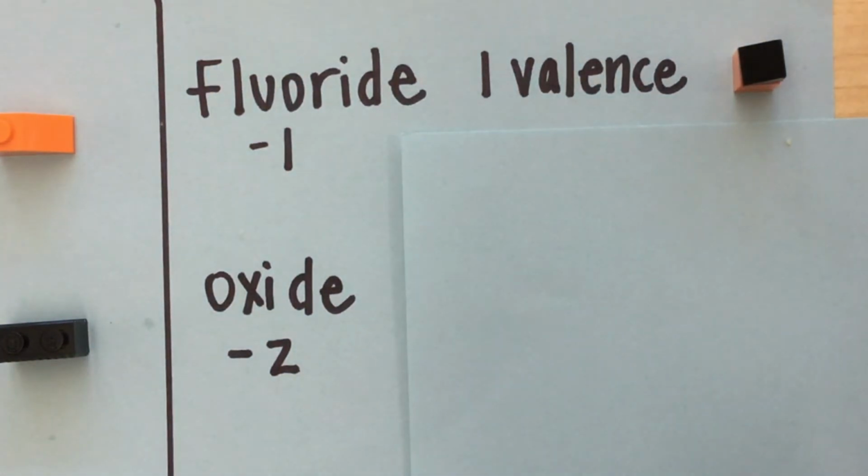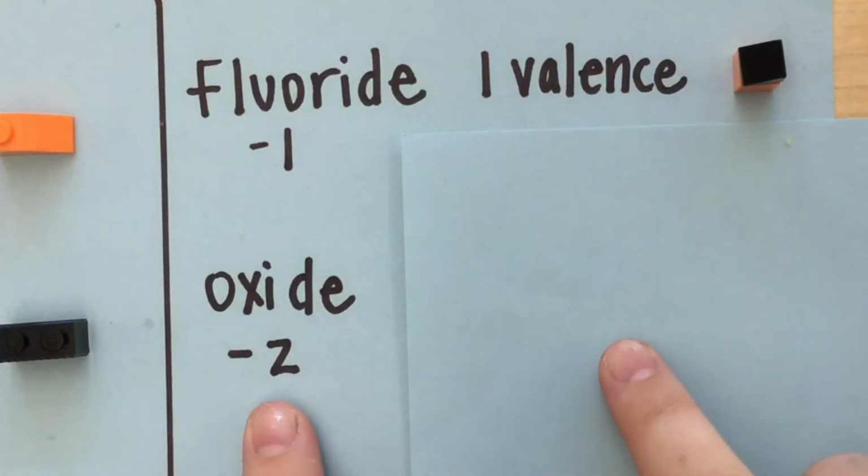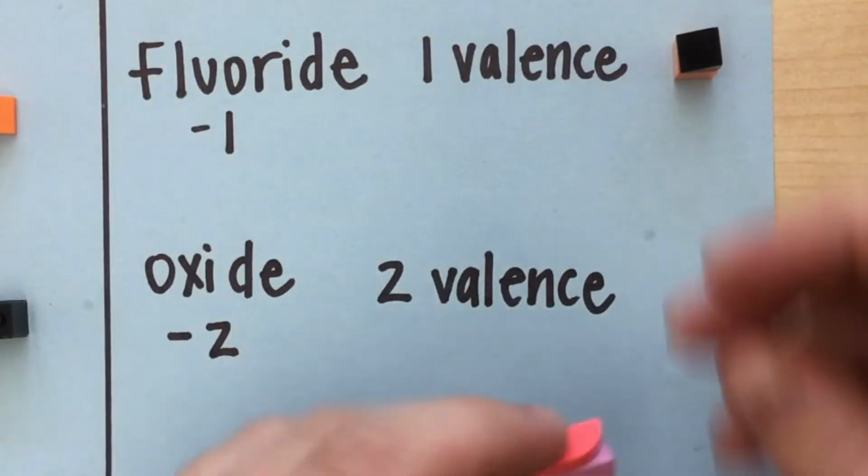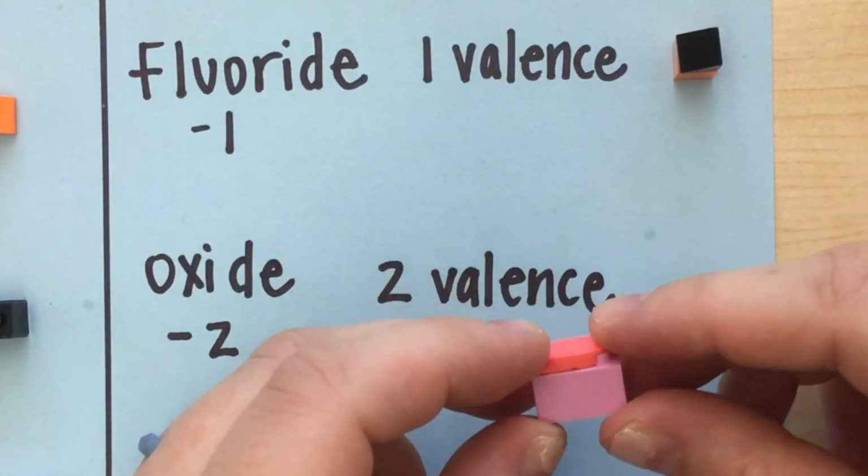And then oxide, which is a derivative of oxygen. So oxygen can have a charge of 0 or -2, and when it's -2, it gets the same "ide" ending, and becomes oxide. And you may be able to predict that a -2 charge means that it has 2 valence. And we're going to represent that with this piece here.